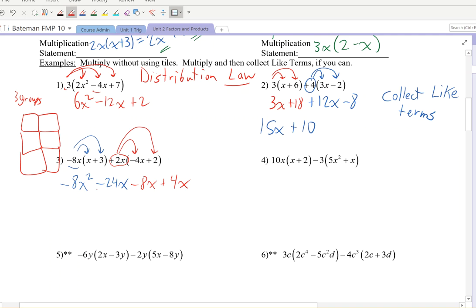Collect like terms, the only terms that collect right here in the middle. And that's pretty common sometimes for only the middle terms to collect. And so you're adding, subtracting your coefficients, which we reviewed in our previous lesson. Okay. Question number 4, try it yourself, then check your answer. So multiply in, go.